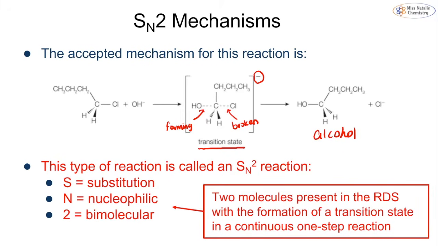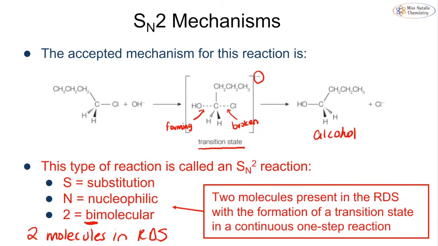And we call this an SN2 reaction. So this is substitution, nucleophilic, bimolecular this time, meaning we have 2 molecules in the rate determining step, as opposed to the unimolecular that only had 1.